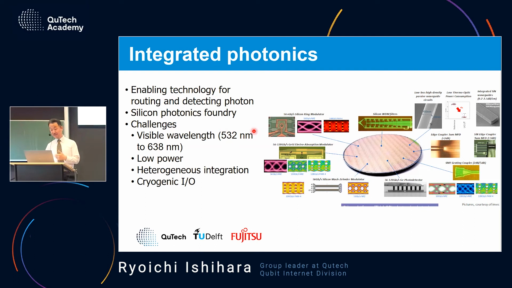Second, silicon photonics does not care so much about power. In a quantum computer, because of limited cooling power, everything should work at low power. So that's a challenge. Heterogeneous integration, again, integration with diamond and integration with electronics, is a challenge. Also, optical IO at cryogenic temperature, reliable and low loss, is a challenge.